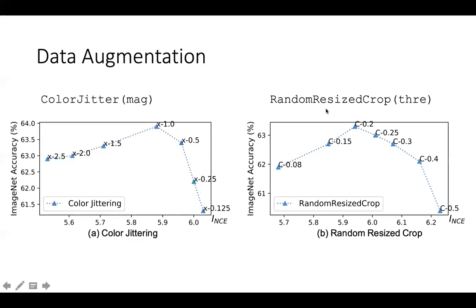And this is also similar for the random resized crop, where this parameter is the lowest threshold for your randomly resized crop. So the lower the threshold is, the more aggressive your data augmentation is. As you lower the threshold, you have more aggressive data augmentation. The mutual information also keeps decreasing, but the performance first improves and then drops. So this is also a sweet spot.